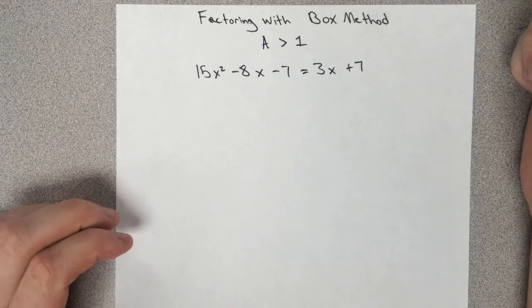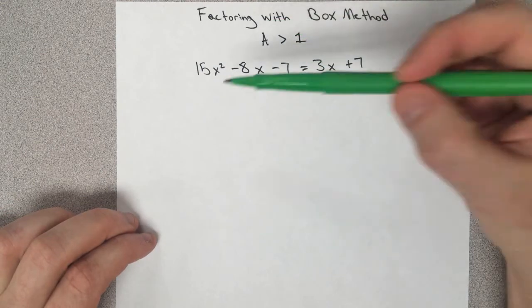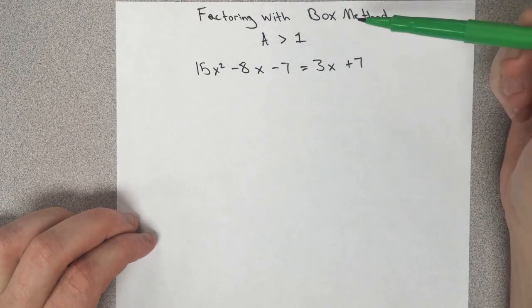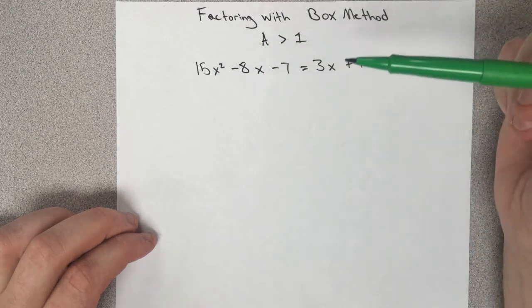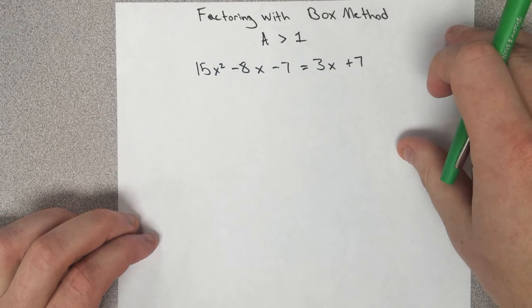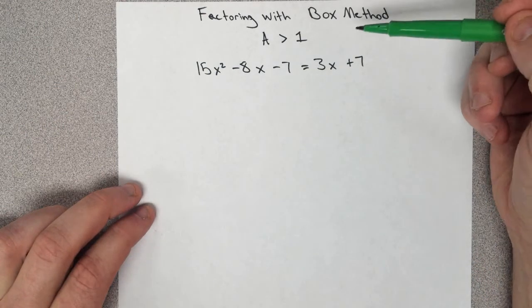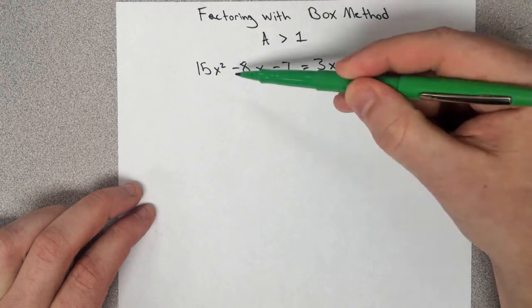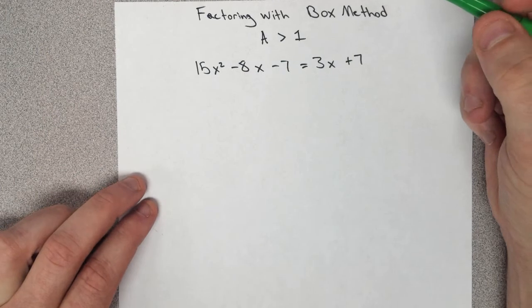Hello everyone, I just wanted to make a quick video to show you again the process of factoring a quadratic equation using the box method whenever you have a coefficient on x squared that's bigger than 1. So if we're given an equation like this, the first thing we'd like to do is to get everything over to one side and have it all set equal to 0 so that way we can start trying to factor it.